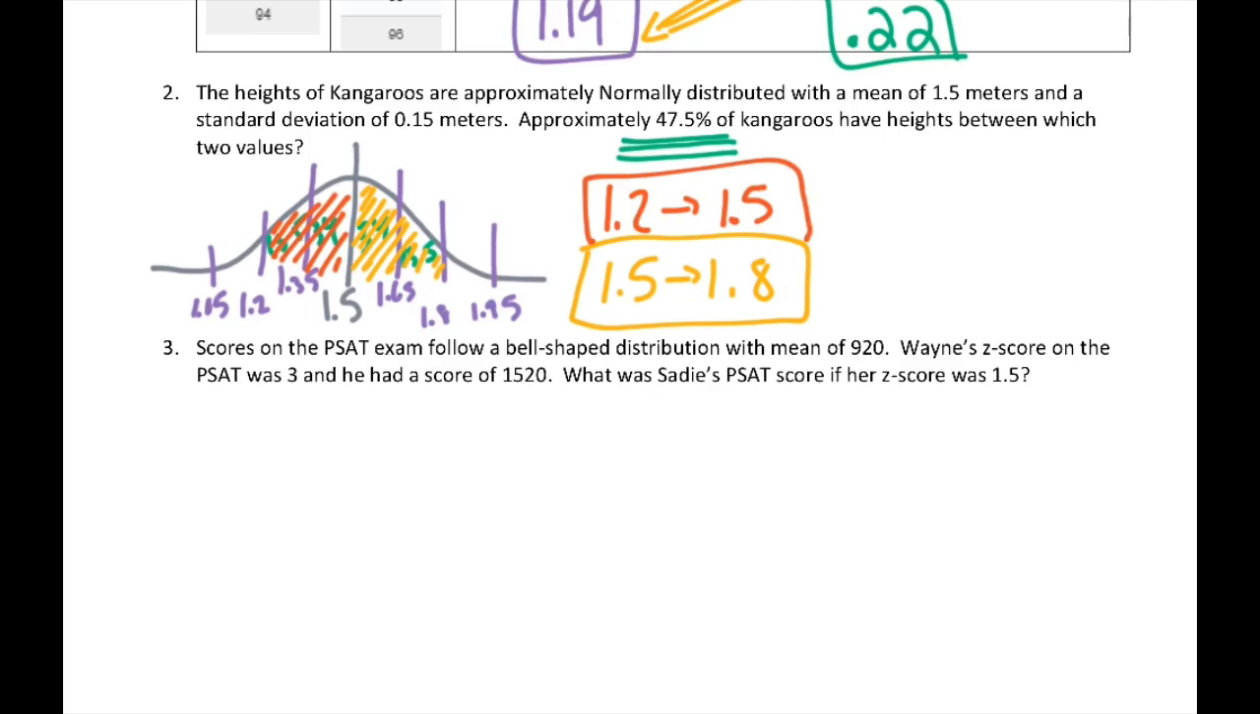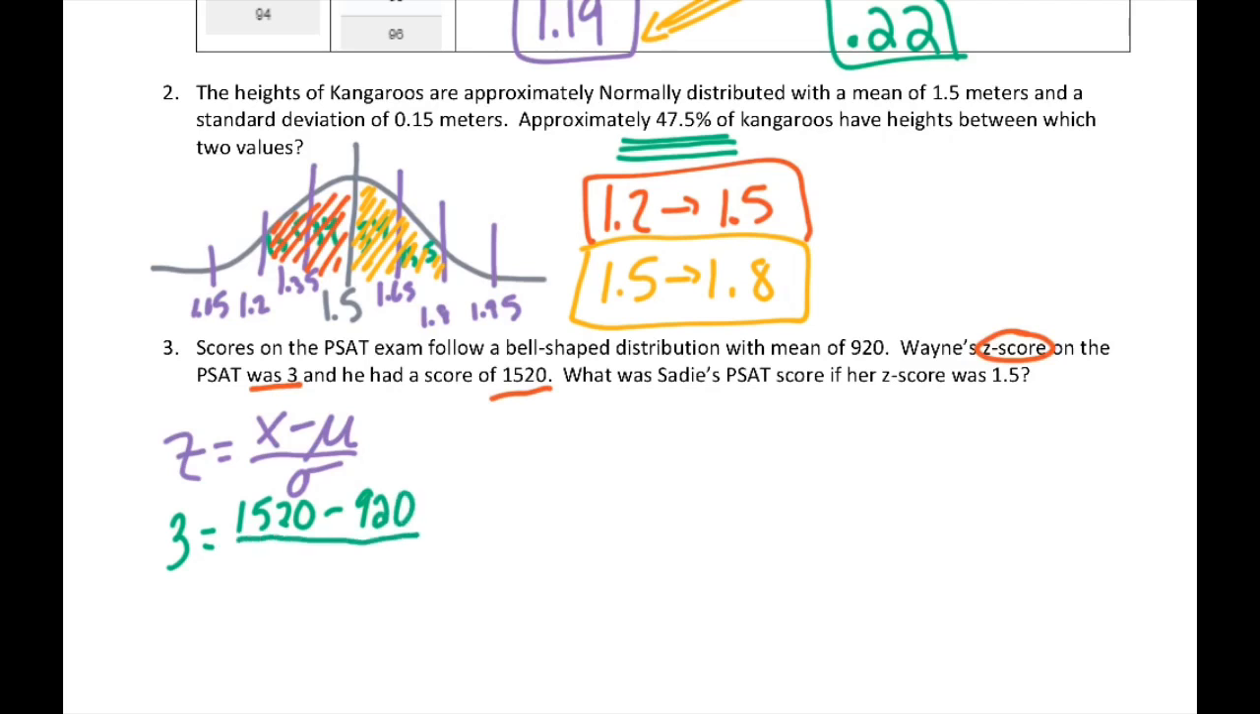Our next one on this page is about the PSAT. So it says it follows a bell distribution, so we might need to draw that bell-shaped distribution. But then I see the word z-score, and I'm thinking I just need to talk about z-scores. So if Wayne's z-score was a 3, and he scored a 1520, we can use our z-score formula here. I'm going to plug Wayne's z-score of 3 in for z. X is 1520 because they told us that's his score. The mean is 920, and we don't know the standard deviation. So that's our only variable right now, so we want to solve for that.